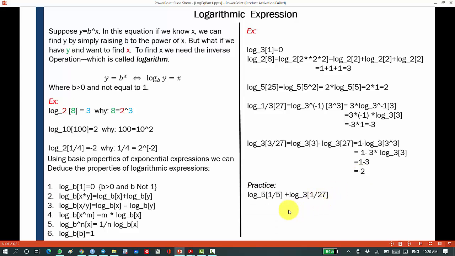Practice for you, simplify this. Log base 5 of 1 over 5 plus log base 3 of 1 over 27. Log base 10 of 1000 minus log base 2 of 1 over 2 plus log base 1 over 3 of 81.